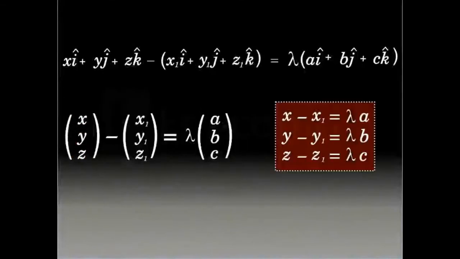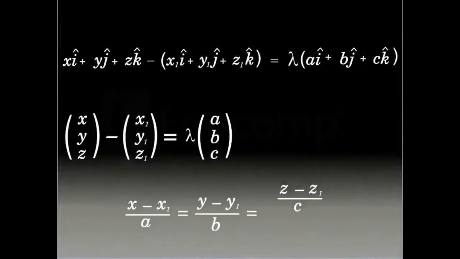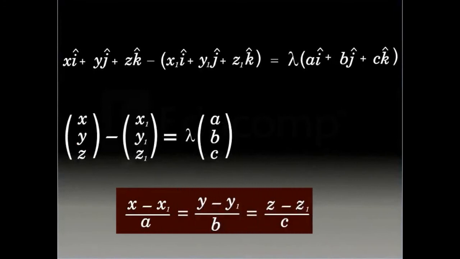This equation is satisfied if it is true for each coordinate. Thus, we get these three equations. Solving these equations for lambda and rearranging them, we get x minus x1 upon a is equal to y minus y1 upon b is equal to z minus z1 upon c as the Cartesian equation of the line in terms of x, y and z.